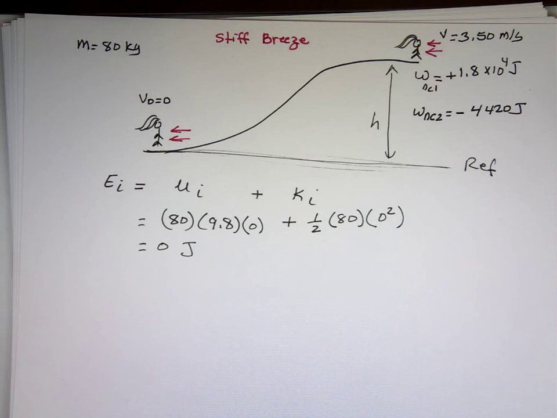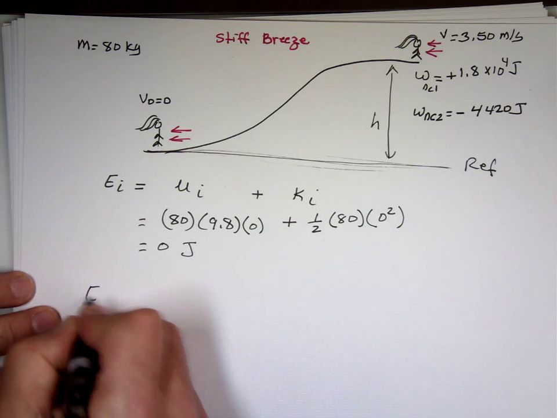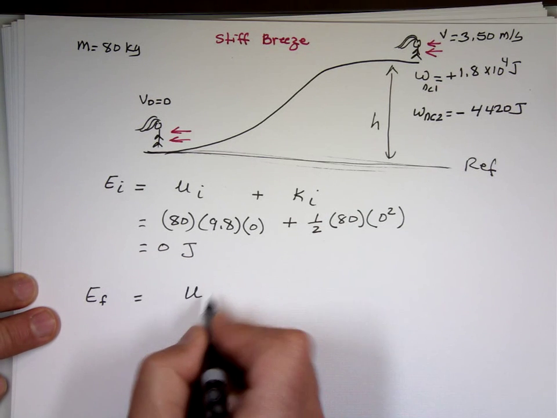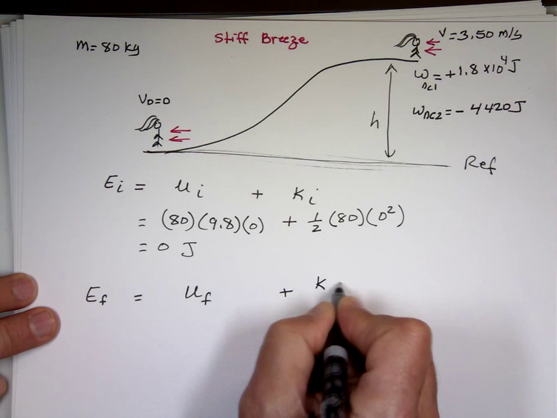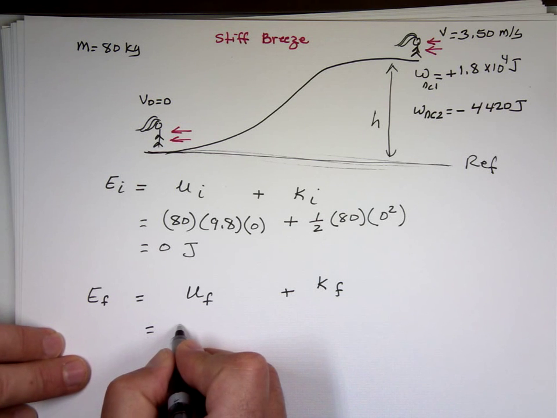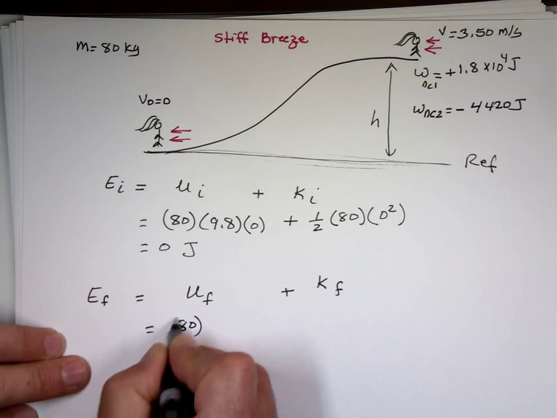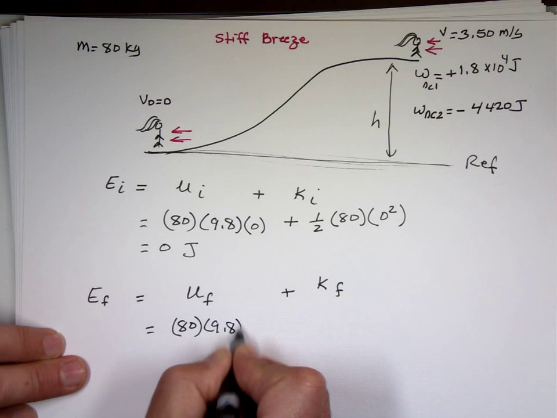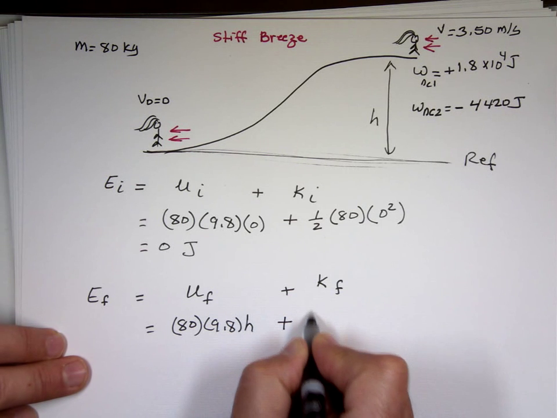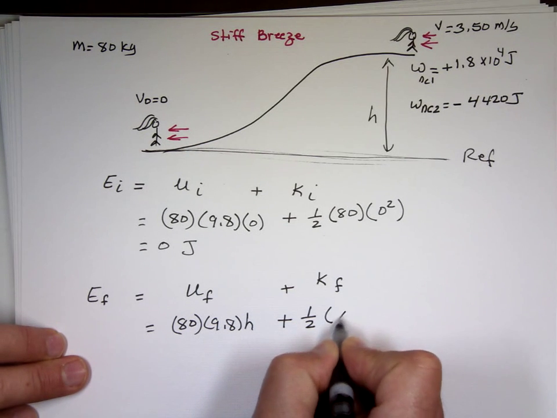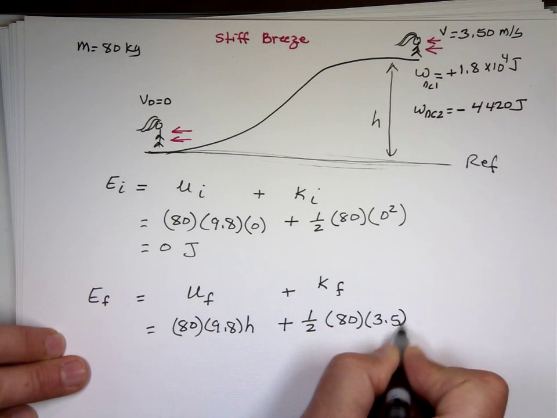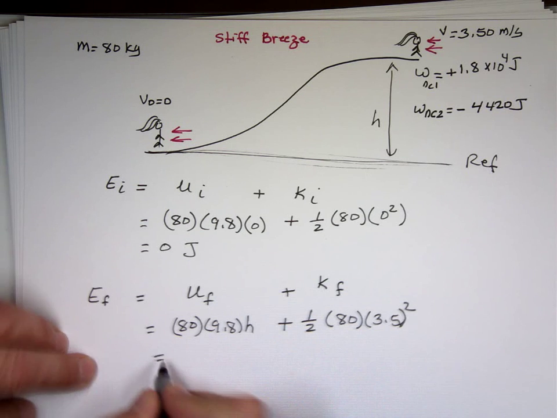When you reach the top, let's look at the final mechanical energy. There's a potential energy. There is a kinetic energy. The potential is mass times gravity times height. 80 times 9.8 times the height, which is h. We're looking for it, right? The kinetic, it's 1/2 the mass, which is 80 times the velocity squared. Let's do the math and see what each number is.